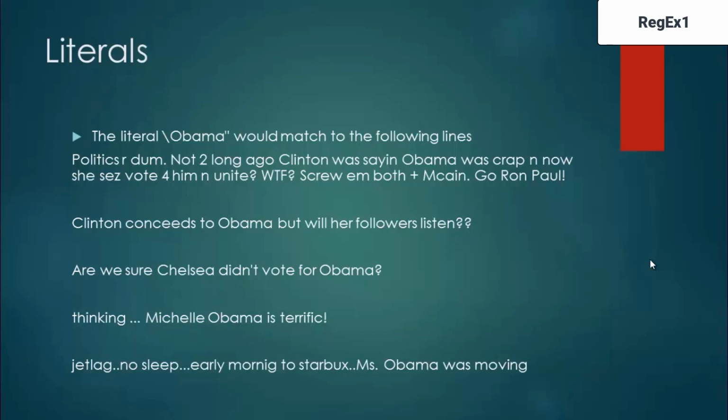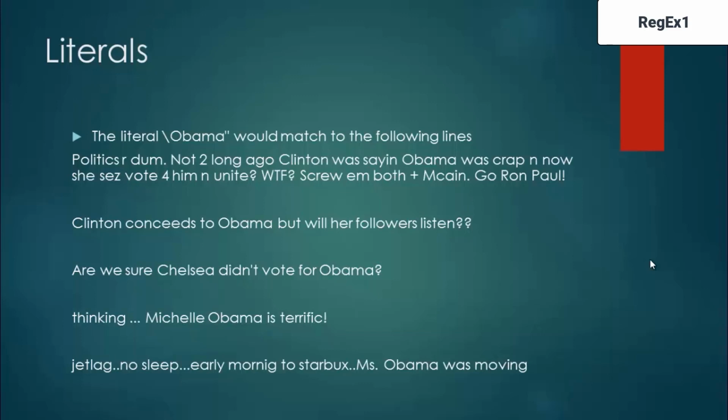Again, I extracted these examples from online. The next literal, Obama, would match the following lines, which are like Facebook or Twitter feeds. Politics are dumb. Not too long ago, Clinton was saying Obama was crap. Now she's voting for him and unite. WTF, screw on both, plus McCain, go Ron Paul. Here a user is showing anger towards Obama. Now Clinton concedes to Obama. They're talking about Hillary Clinton, so that's why we get her follows listen. Are we sure Chelsea didn't vote for Obama? Thinking Michelle Obama is terrific. Jet lag, no sleep, early morning to Starbucks. Miss Obama was moving.